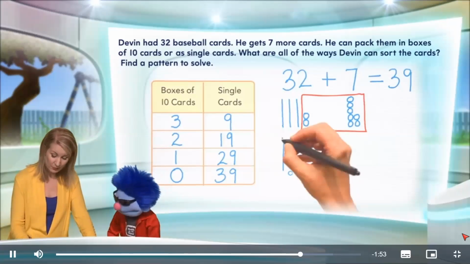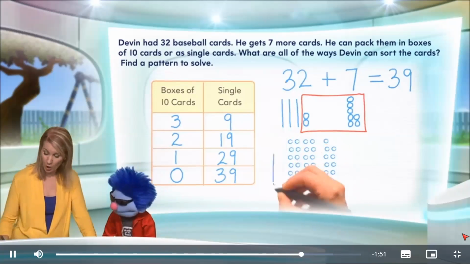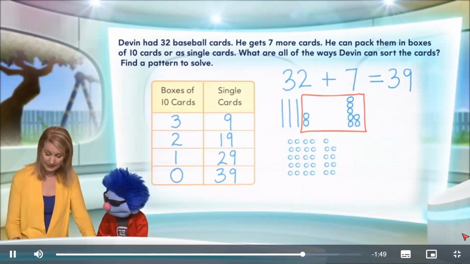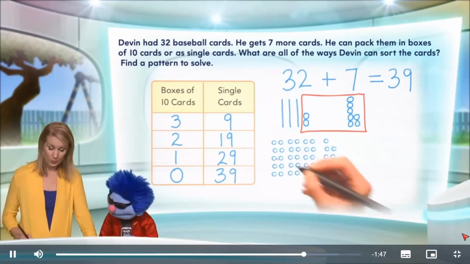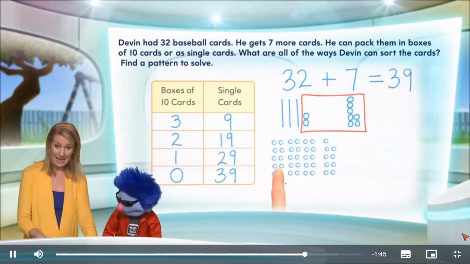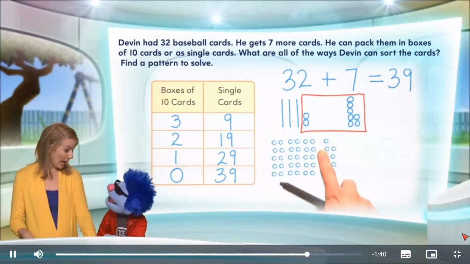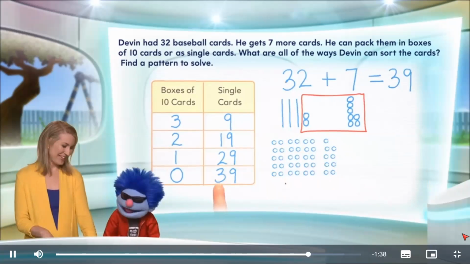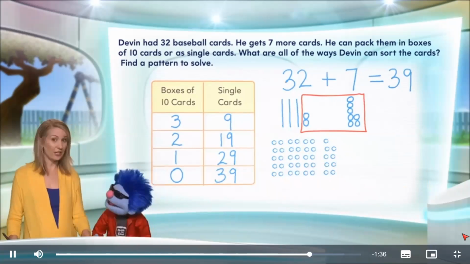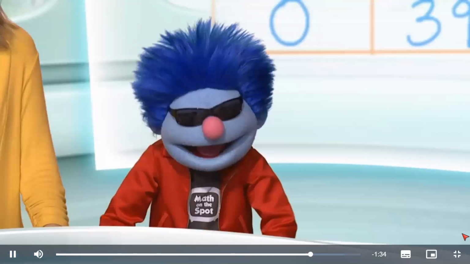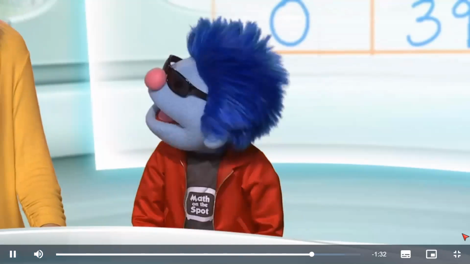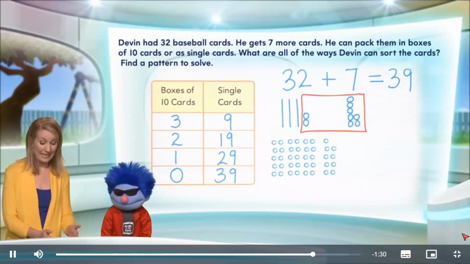And let's just confirm this with a picture. If I replace this one box with no boxes and 10 singles instead, we'd now have 10, 20, 30, and the 9, which is 39. Very well, good. How about that? Devin's one cool cat. Yes, he is.